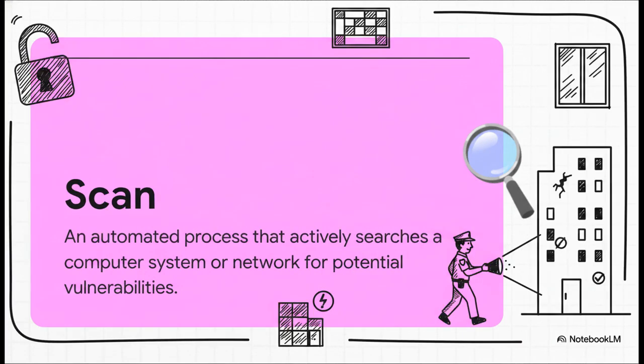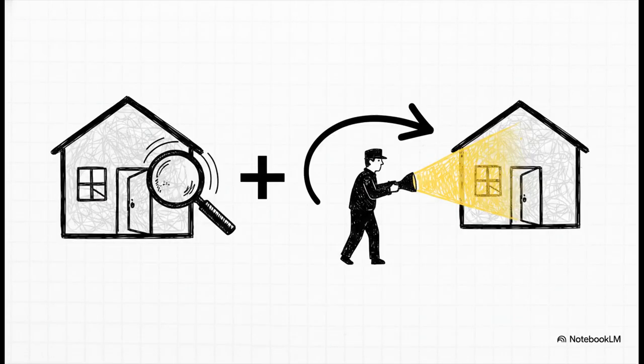So what's a scan? Well, if the vulnerability is the unlocked door, a scan is like the security guard who does the rounds. Systematically checking every single door, jiggling every handle, and peering in every window to see if anything's open. It's that automated, methodical search for all those weak spots. So here's the deal. When you put them together, a vulnerability scan is just that: a systematic, automated search for all those digital unlocked doors and open windows in a system.